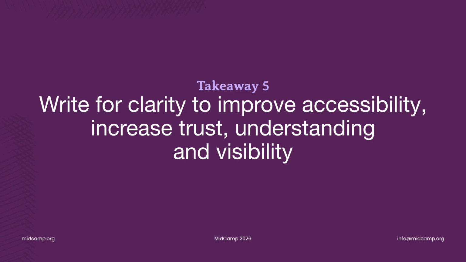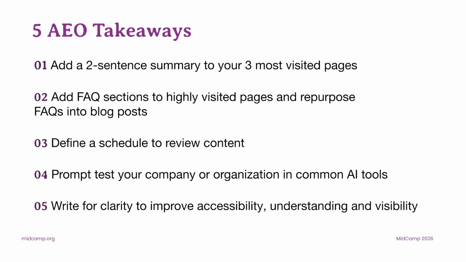Okay, so takeaway 5, write for clarity to improve accessibility, increase trust, understanding, and visibility. So our 5 takeaways for today, as a recap: number 1, add a 2-sentence summary to those 3 most visited pages. Number 2, add FAQ sections to those highly visited pages and repurpose those for blog posts. Maybe start looking at how you want to incorporate schema into your site. 3, define a schedule to review content. 4, prompt test your company and organization in common AI tools. And then again, write for clarity to improve accessibility, understanding, and visibility.